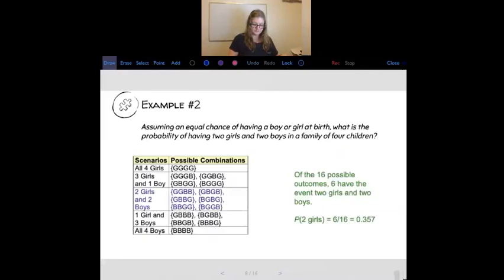0.375. Okay, or it's written out here again. Okay, so of the 16 that are possible, 6 give us what we want with 2 boys and 2 girls. So our probability would be expressed as the ratio of that, 6 over 16, or 0.375.